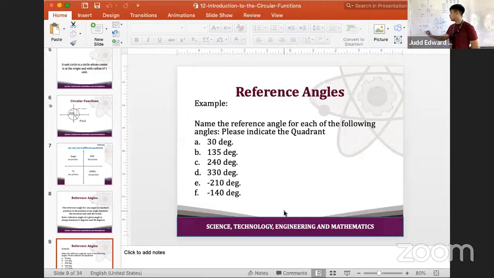Okay, for number 5, we have 135 degrees. Let's graph 135 degrees. This is 90. Ano yung kailangan ni 90 para maging 135?